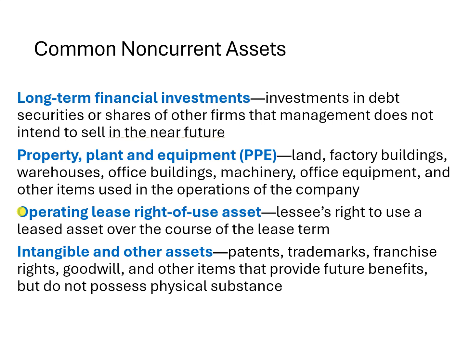Next, we have operating lease right-of-use assets. Those are the lessee's right to use a leased asset over the course of the lease term. If you sign a lease contract with a dealer and you get your vehicle, based on this contract you have this long-term asset of this vehicle. Okay, that comes out of the lease contract.